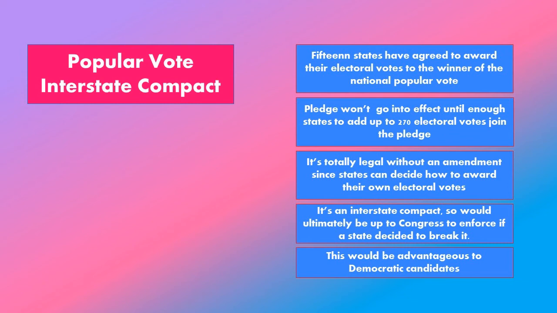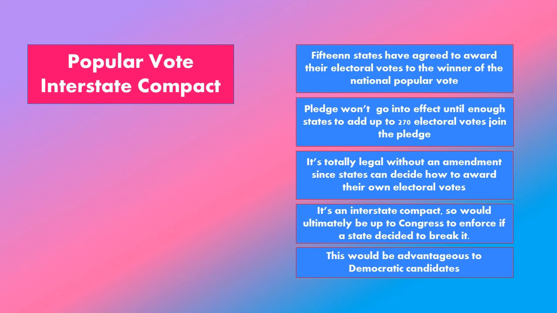The details of this compact are that they would not actually give their votes out that way until enough states had joined the Interstate Compact to add up to 270 electoral votes. So this is totally legal, and this could change the Electoral College without an amendment, because the states themselves get to decide how they're going to give out their electoral votes.